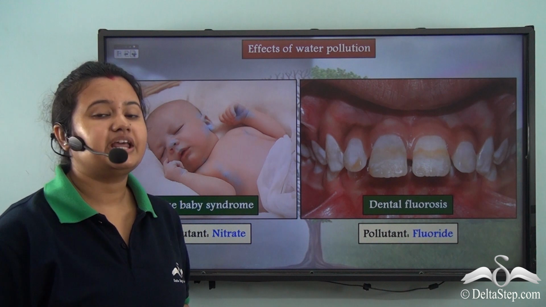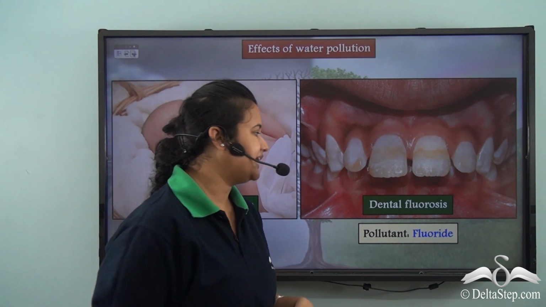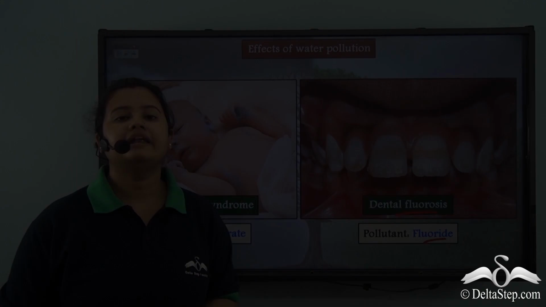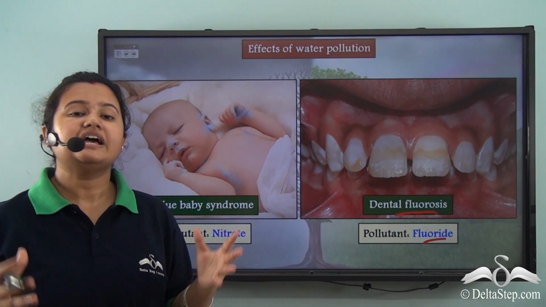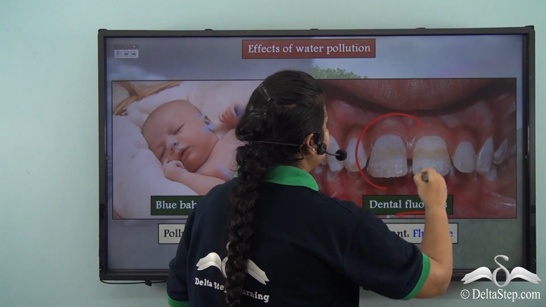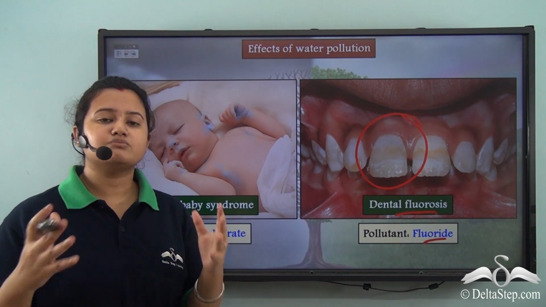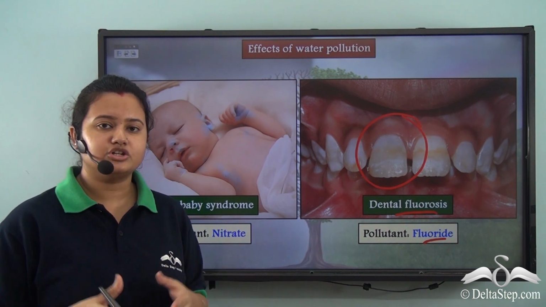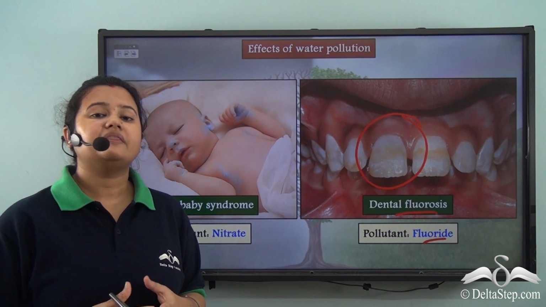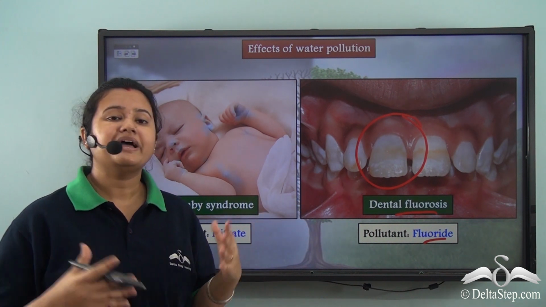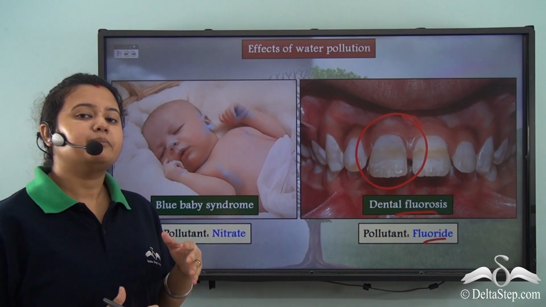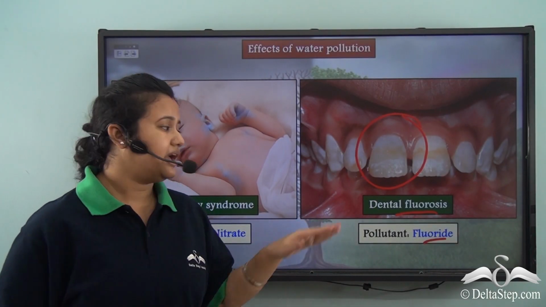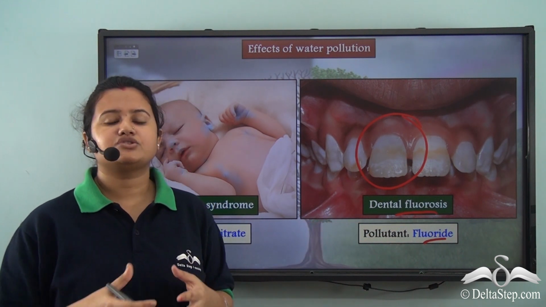Now, as I just mentioned, industries also release pollutants like fluoride into the water bodies. Fluoride can cause dental fluorosis. In case of this disease, as we can see in the picture, the teeth mostly grow inside the gums and they are very weak. This dental fluorosis is mostly common in small children of age 8 years and below. This is because in small children, the permanent teeth are still developing, so they are more prone or susceptible to dental fluorosis. So here we see that pollutants like nitrate can lead to blue baby syndrome, and water pollutants like fluoride can lead to dental fluorosis. There are other effects of water pollution also.